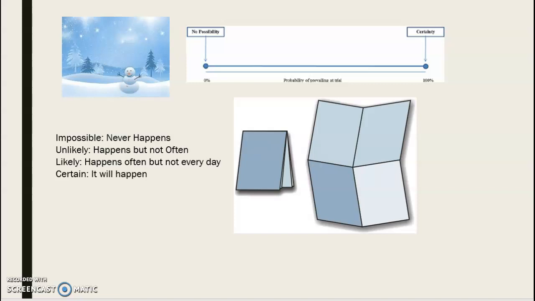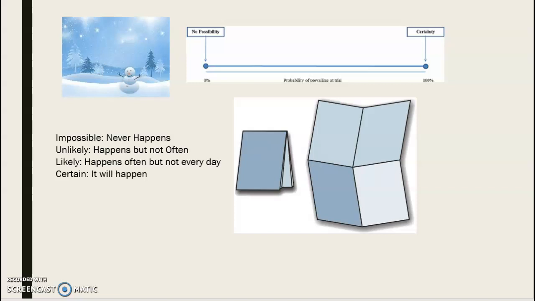the teacher will then move forward and explain the four vocabulary words that they would be using that day. So impossible, which would never happen; unlikely, happens but not very often; likely, happens often but not every day; and certain, it will happen. And then students will give ideas as to what would be impossible for them and what would be certain, and in between.